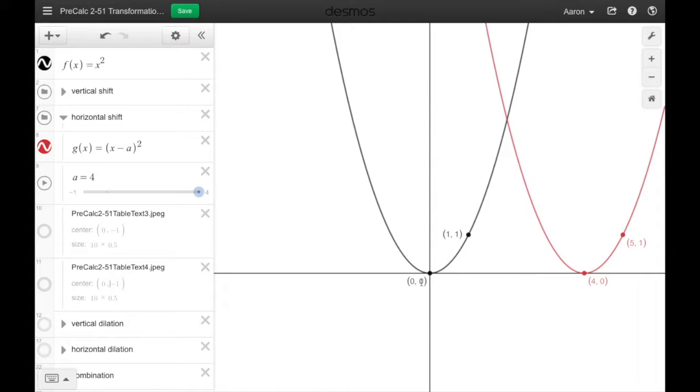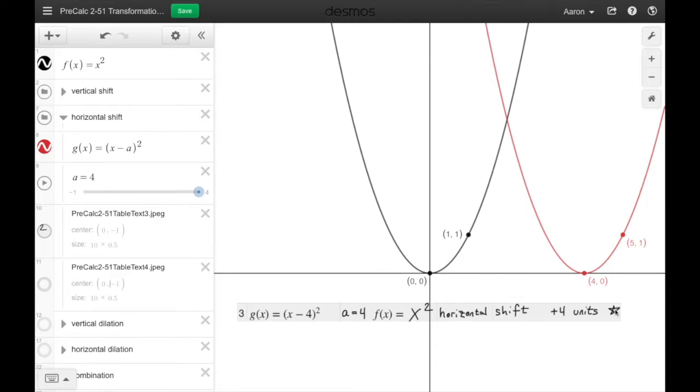The y values are still the same. It's still 0 and 0, 1 and 1. However, you take these x values and add 4 to it. So we can say that the a value is 4, and the parent function is x squared. It's a horizontal shift, positive 4 units.